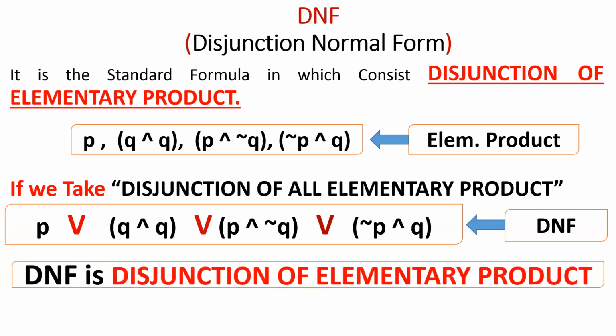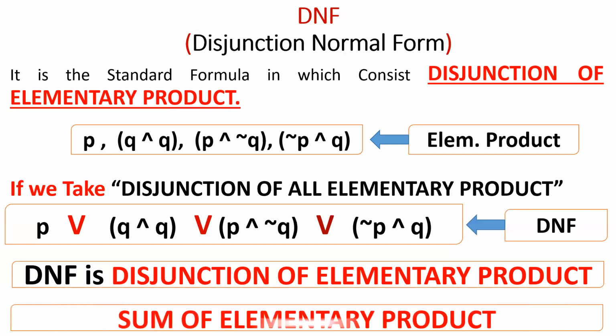DNF is disjunction of elementary products. Shortly, we can keep this in mind: DNF is disjunction of elementary products. Also, we have seen that with respect to disjunction, we have replaced the word with sum. So DNF is also known as sum of elementary products. Getting clearly? So like DNF, we'll see the next part, CNF.